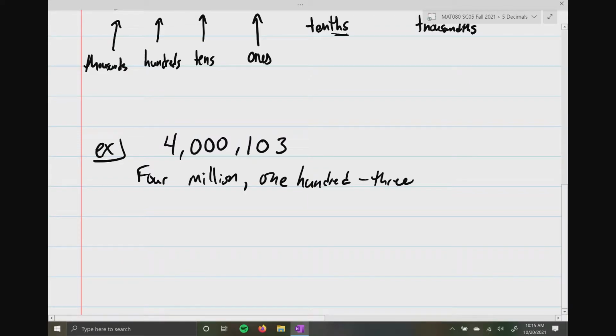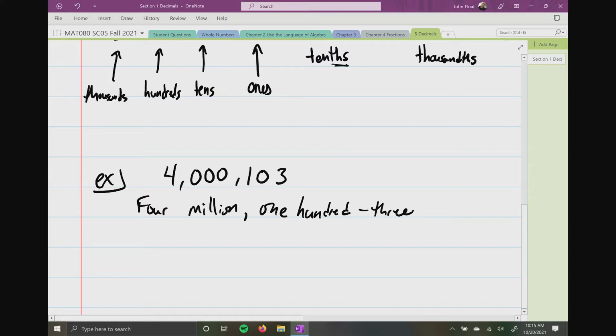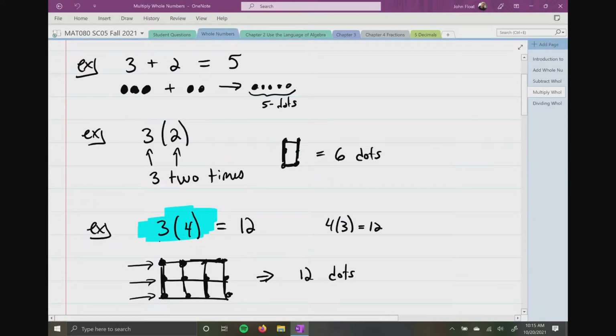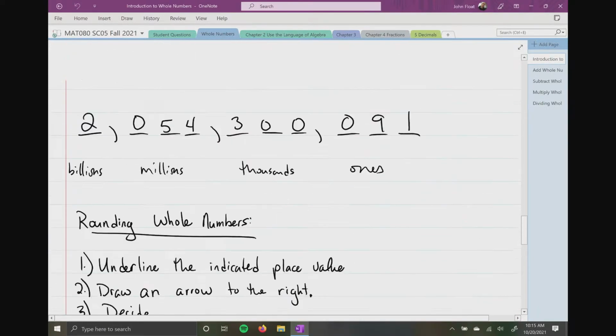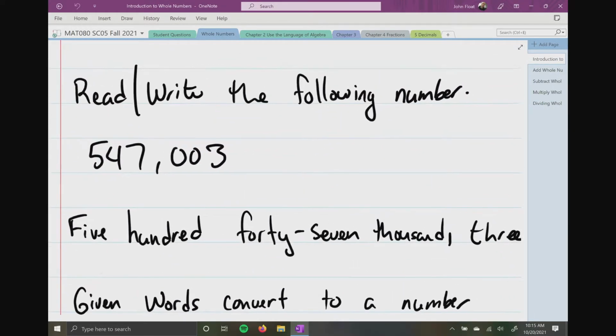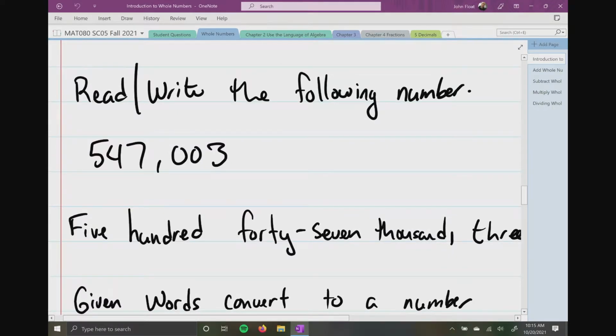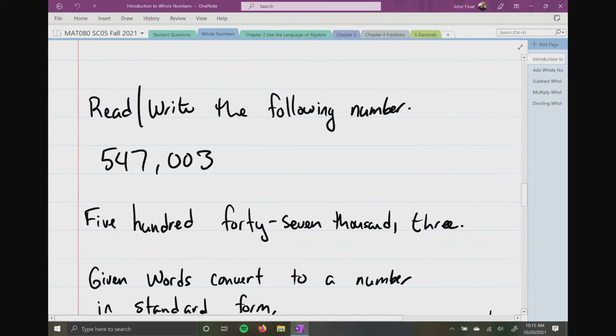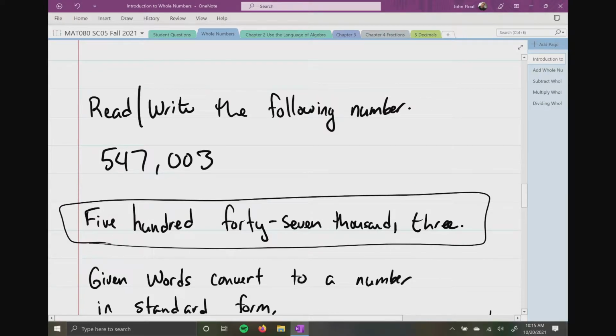4,103. Like you said the word and, and that is incorrect, because the word and, when you're reading numbers, means decimal point. Okay? I think we did this all the way back in chapter 1 in whole numbers. Let me see if I could find it here. Notice with this number, 547,003. And then I wrote it out in words directly underneath. Notice there's no and there. And that's because and means a decimal point.